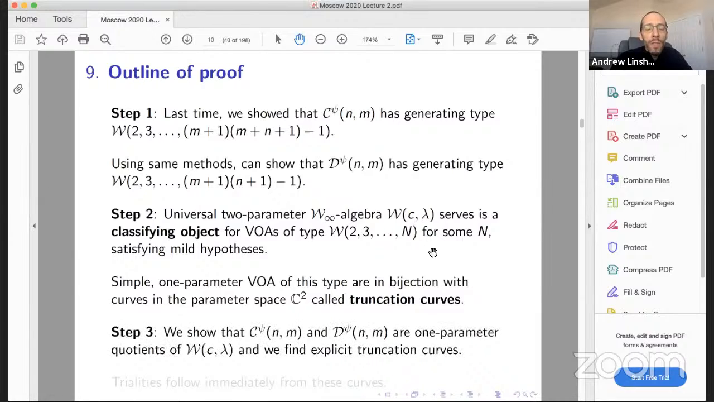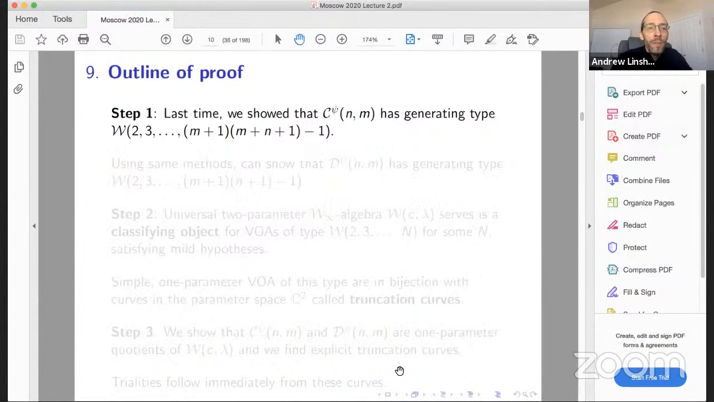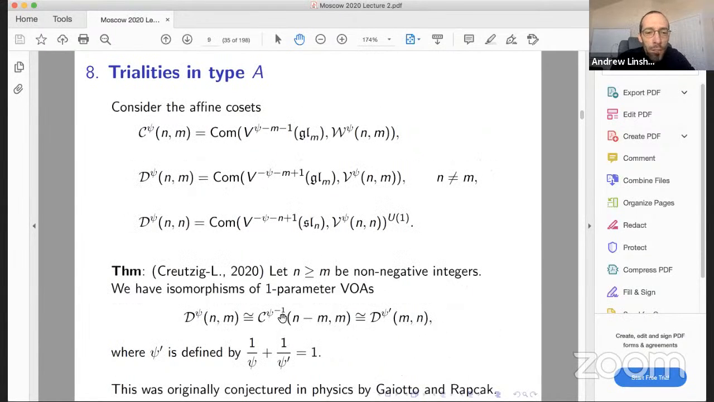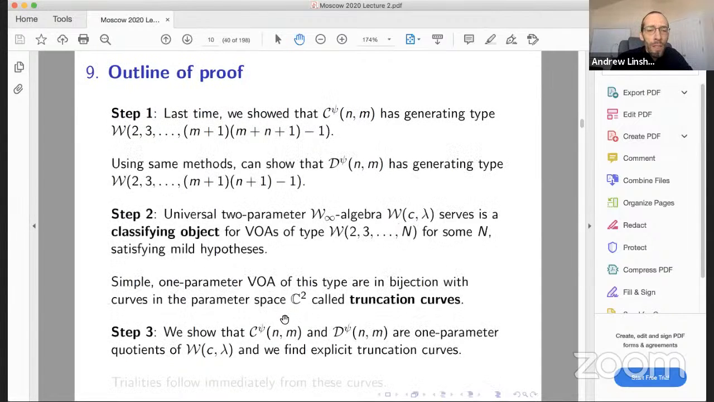So what we're going to do is show that both of these affine cosets arise as quotients of this universal object. That means that they correspond to curves. And because the correspondence is bijective, it's enough to compute these curves explicitly. If I can show that the curves are the same, then we have the triality isomorphism. So we'll show that the curves are the same, and these different parameters that appear here are different ways of parametrizing the same curve. Okay, so from the explicit formulas, we get triality.